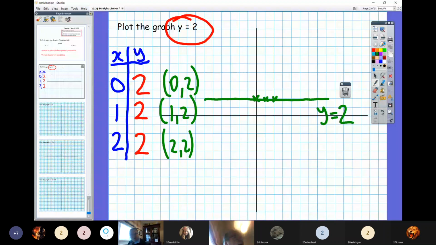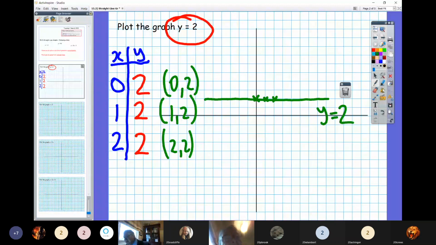Lovely. So can you see what I've done? I've gone and generated 3 coordinates. That 0, 2 gave me the coordinate 0, 2. That 1, 2 gave me the coordinate 1, 2. And that 2, 2 gave me the coordinate 2, 2. Now, I've just then gone and plotted those points just like yesterday. Those are those 3 little points. I've gone 0 along the corridor, 2 up the stairs, 1 along the corridor, 2 up the stairs, and 2 along the corridor, 2 up the stairs.